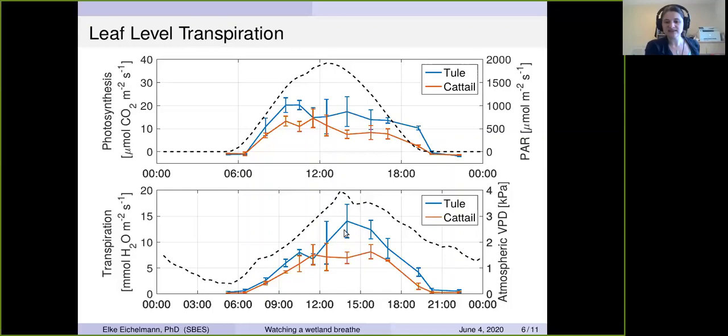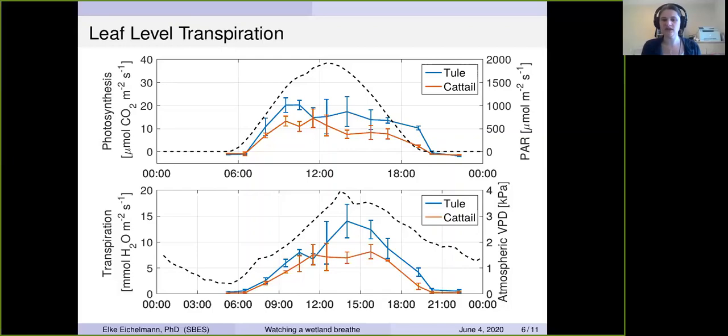And we can see that the native tule tracks the water exchange, the transpiration, tracks that vapor pressure deficit curve quite well. Whereas for the cattail, that's not quite the case. It looks like the cattail put some restrictions on the stomata and restricted the transpiration, especially in those very hot and dry afternoon hours. And that had an impact on the carbon exchange as well. So it was quite interesting to see how these two different species responded differently to the different environmental conditions.